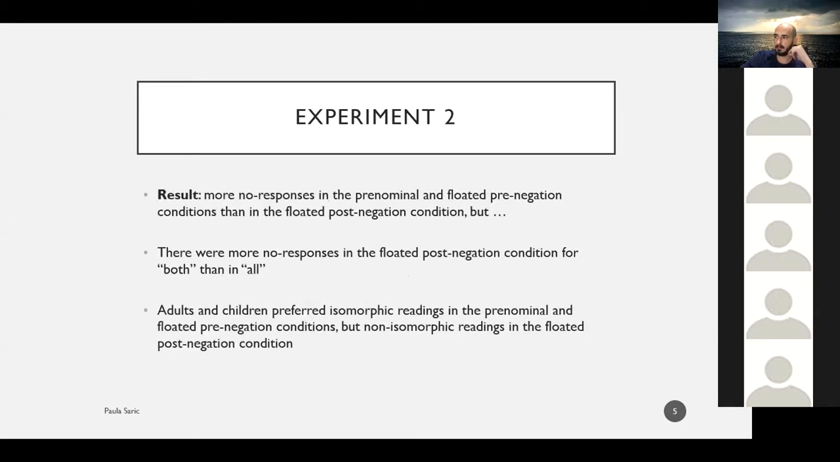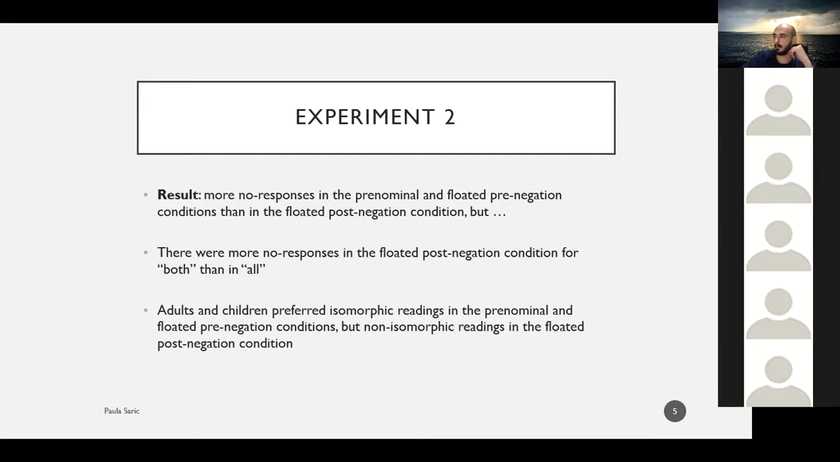Yeah, so to the results, the dependent measure in the second analysis was again the proportion of no responses, which corresponded to isomorphic readings in the pre-nominal and floated pre-negation conditions, and to non-isomorphic readings in the floated post-negation condition. Participants gave again more no responses in the first and the second conditions than in the third one, but there were more no responses in the third condition for both than for the other quantifier all.